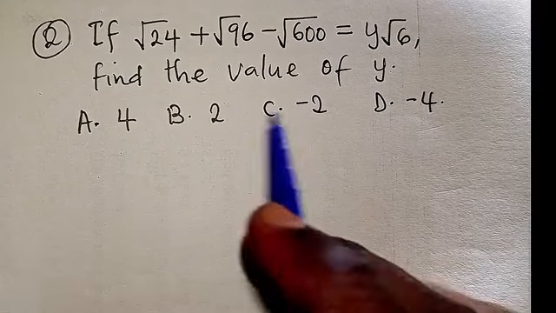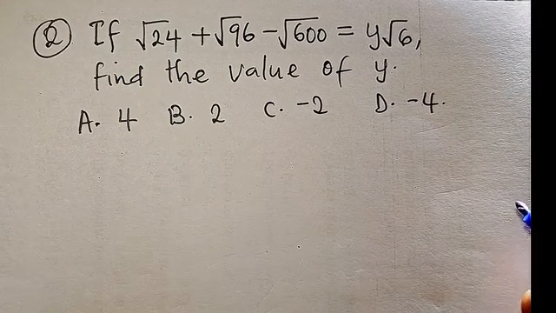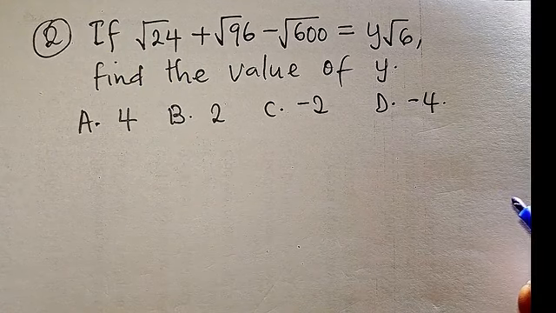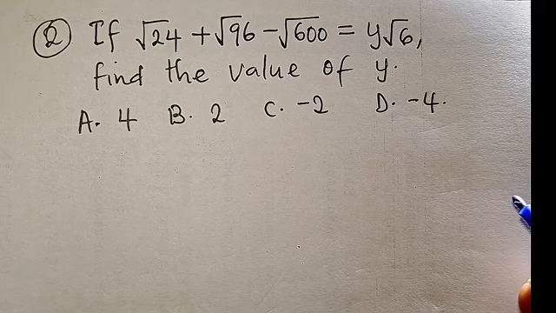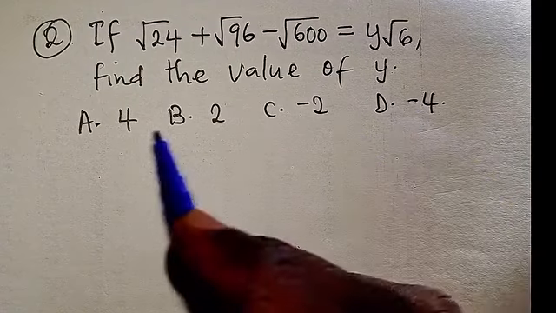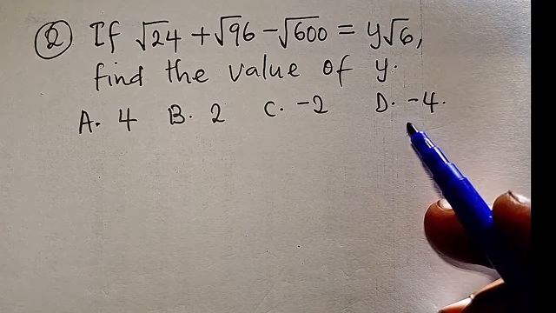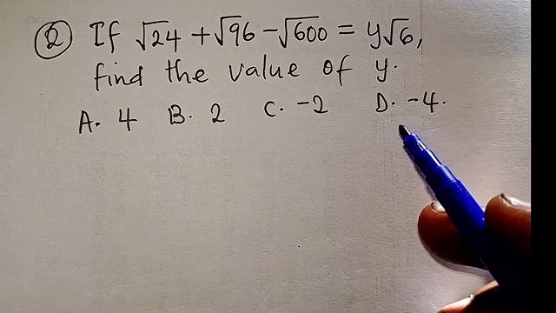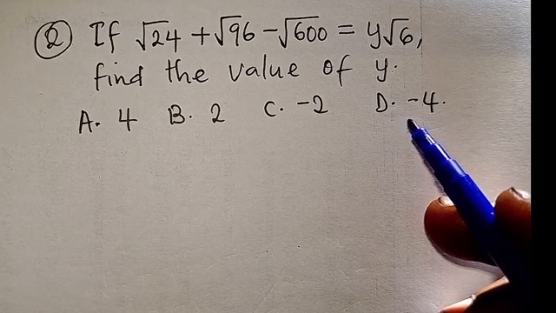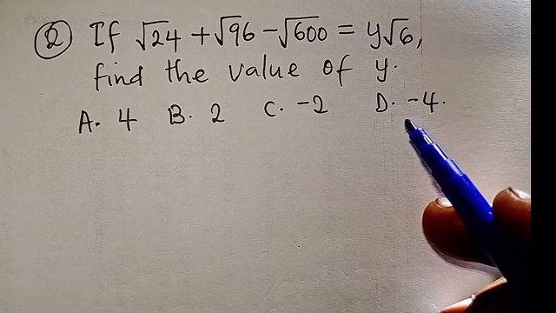Let's have example 2 on surds. So if root 24 plus root 96 minus root 600 equals y root 6, the question has us to find the value of y given these options here. Now, I would like you to pause the video, go and solve this yourself, then come back to check for the validity of your answer.